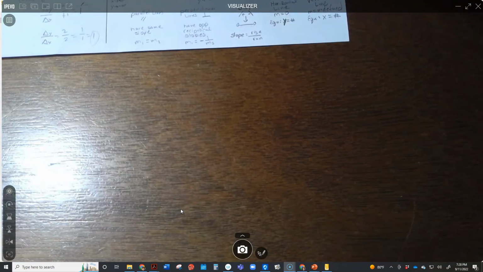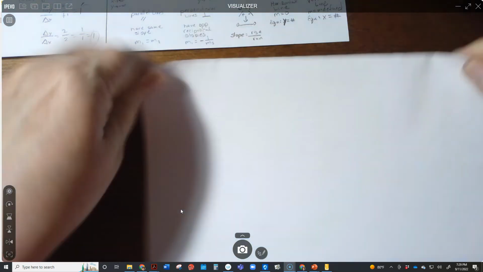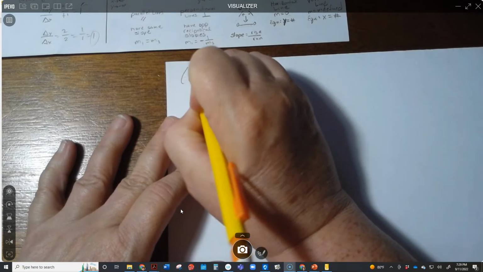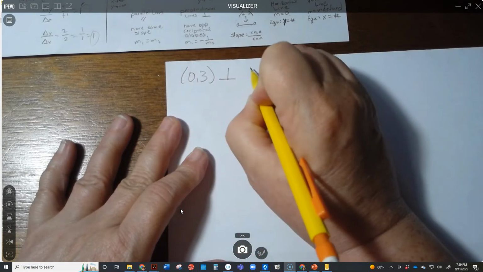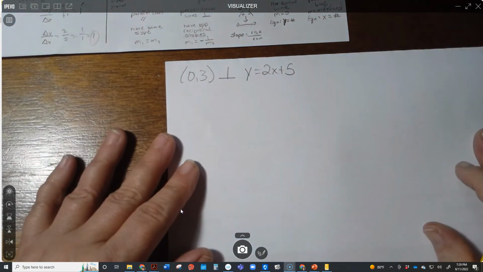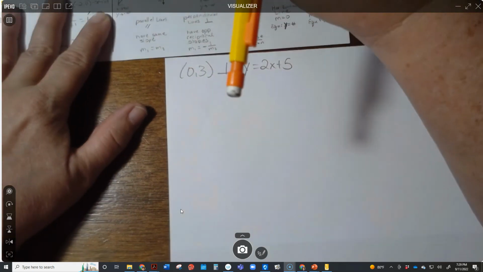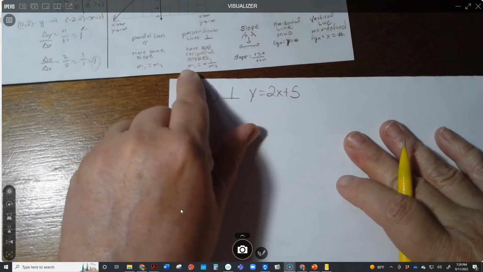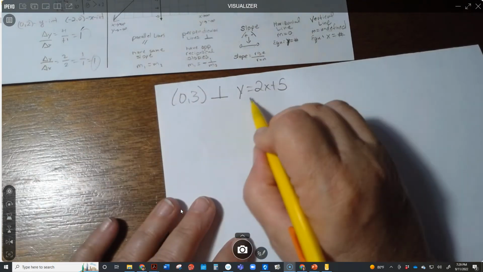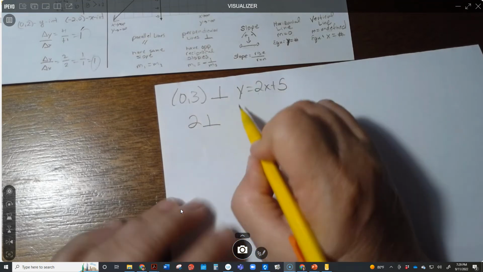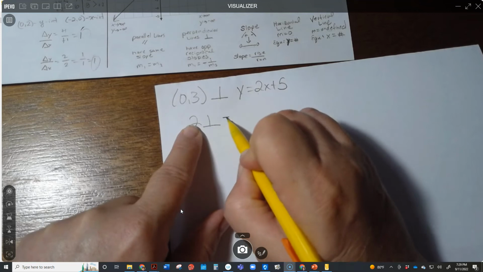The last thing that they might do is they might say it passes through the point 0, 3 and it's perpendicular to y equals 2x plus 5. Perpendicular, remember? Perpendicular, I have that right here. Perpendicular lines have opposite reciprocal slopes. So this slope right here is 2.